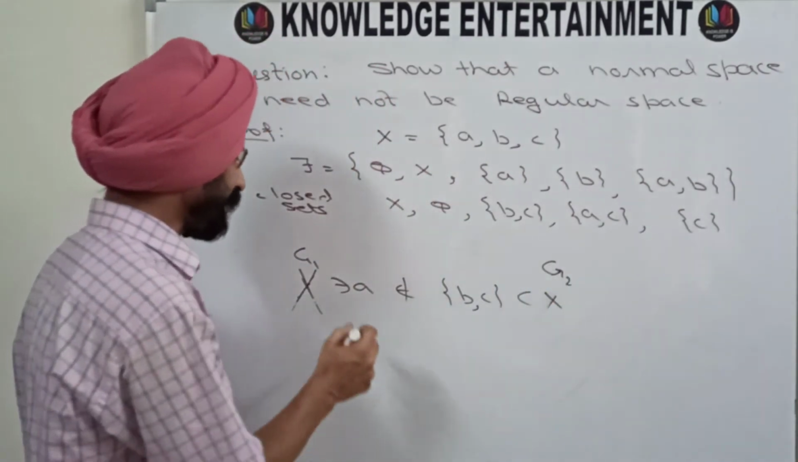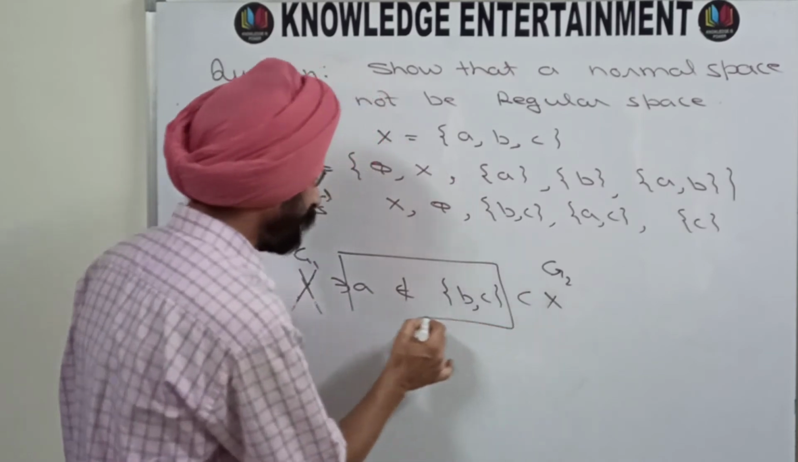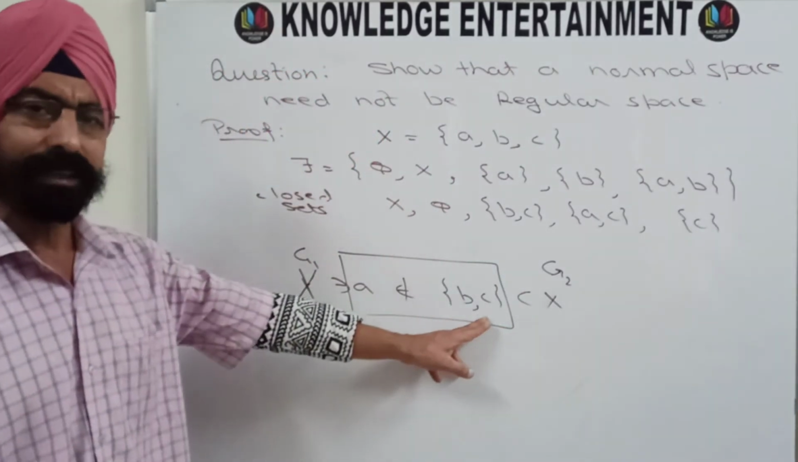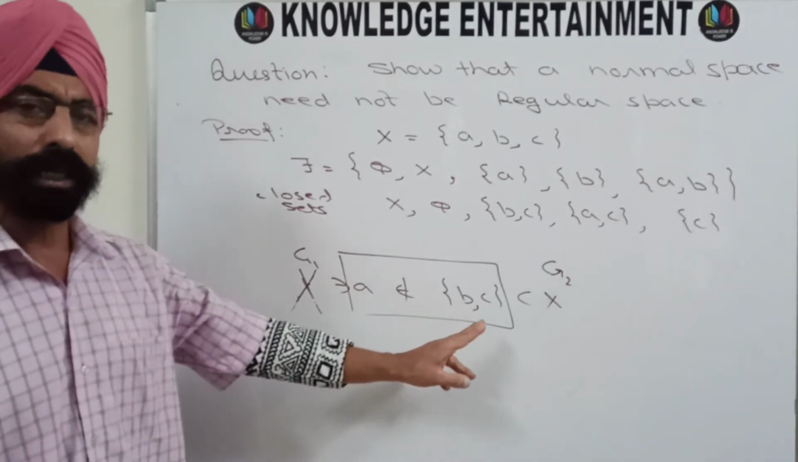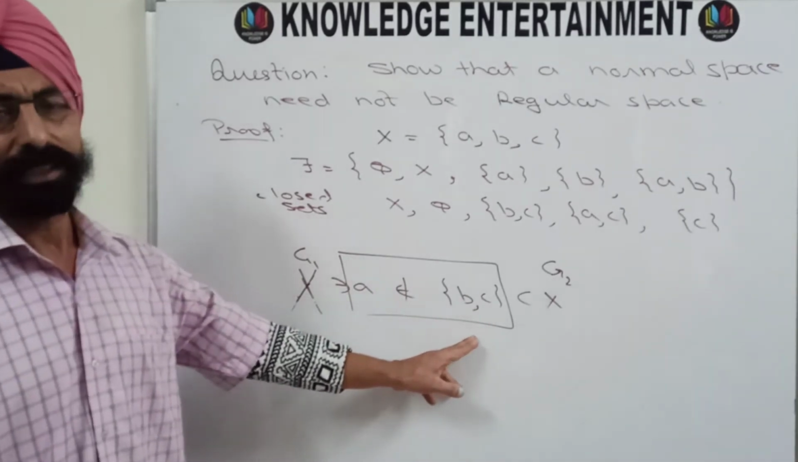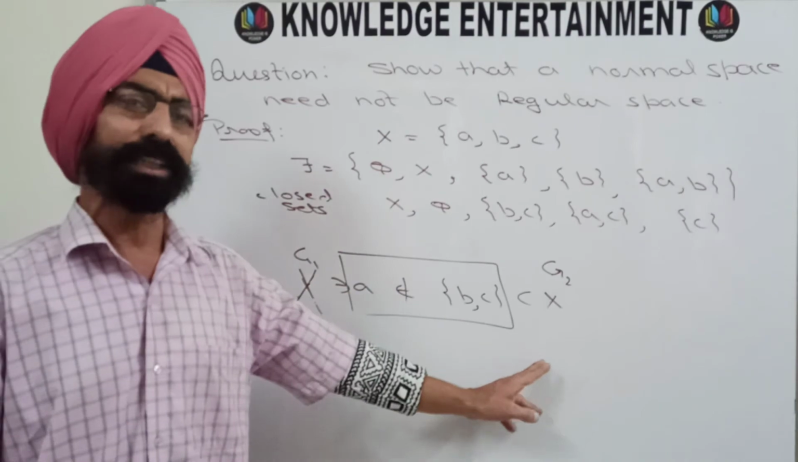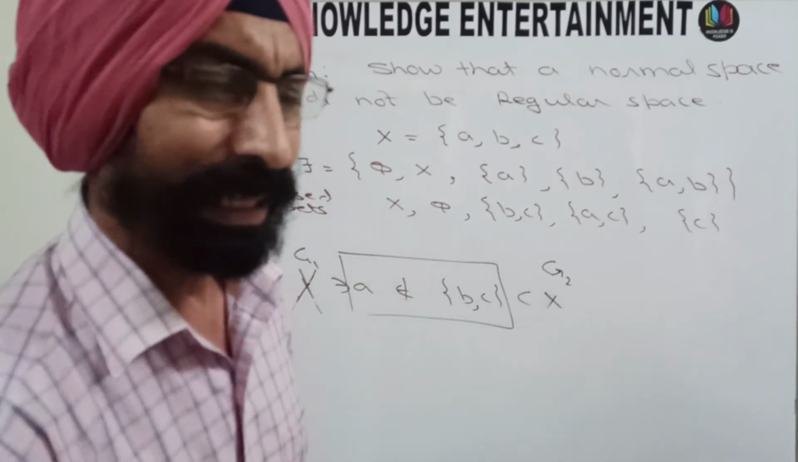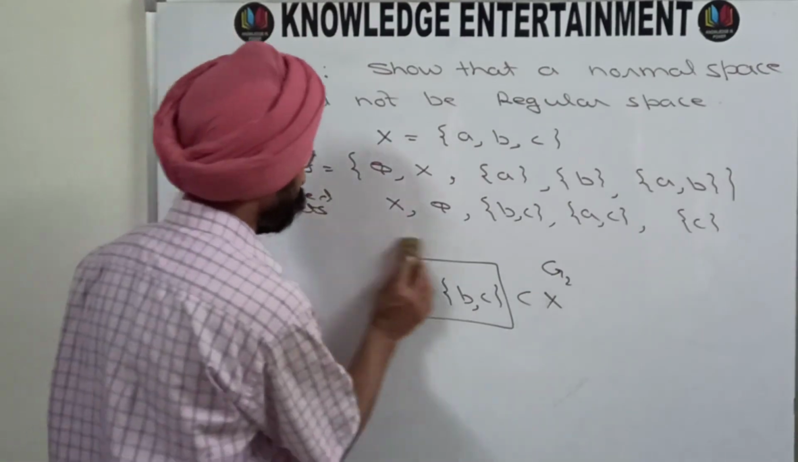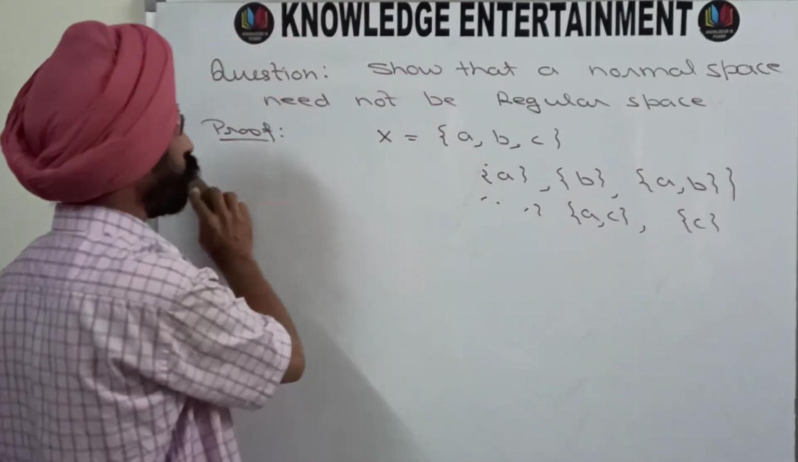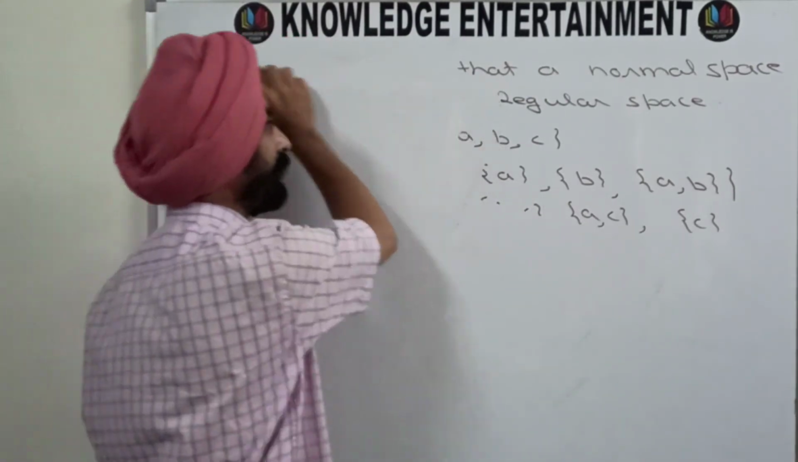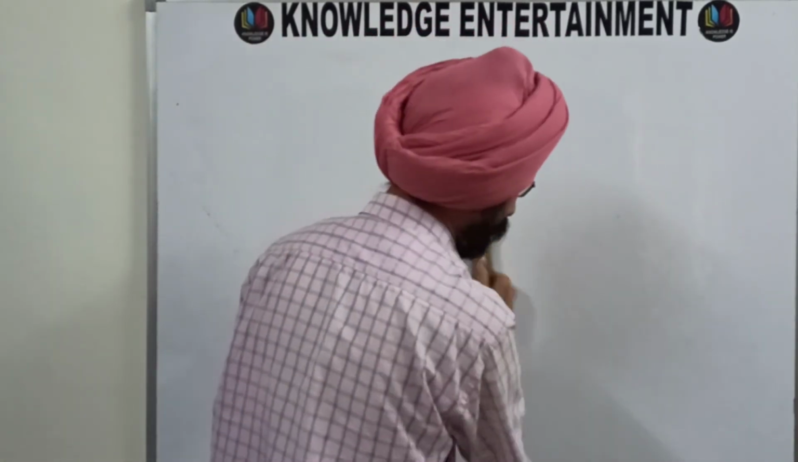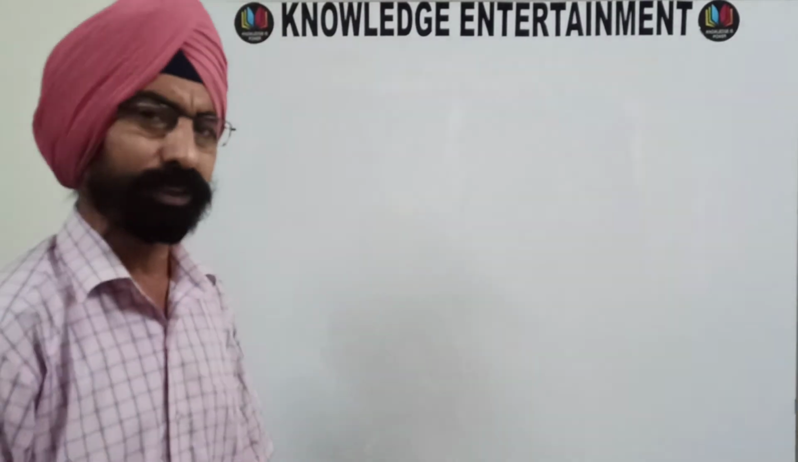So this is a particular case where you have a closed set and a point not belonging to that closed set, but there does not exist a pair of disjoint open sets containing them. So that means the space is not regular. So here is the example of a topological space which is normal but is not regular. One or two more questions I'll take in this video and then we'll move on to the next video.